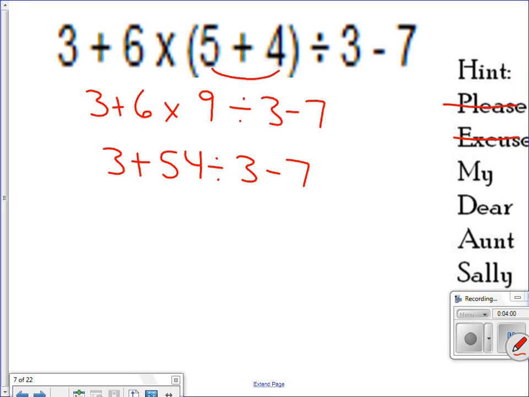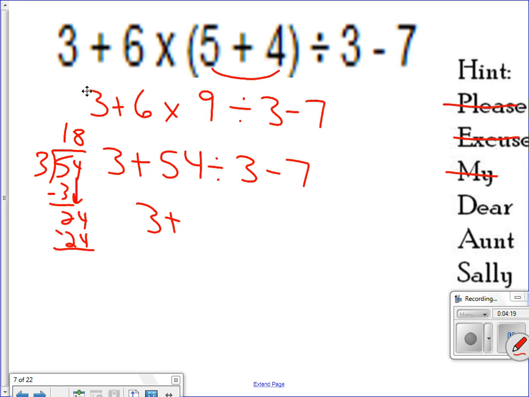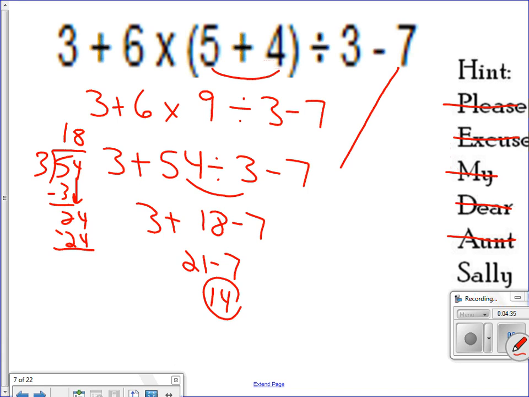Okay. Now, multiplying's done. Now we have to divide. So it's going to be 3 plus 54 divided by 3. 3 goes into 54 once, subtract, got a 2, bring down the 4. 3 goes into 24 8 times, 3 times 8 is 24. So this would be 3 plus 18 minus 7. So I have my dividing done. Now I can add. 3 plus 18 is 21 minus 7. Now I can subtract. 14 is my answer. See how it makes a cone shape, okay? Here's another one.